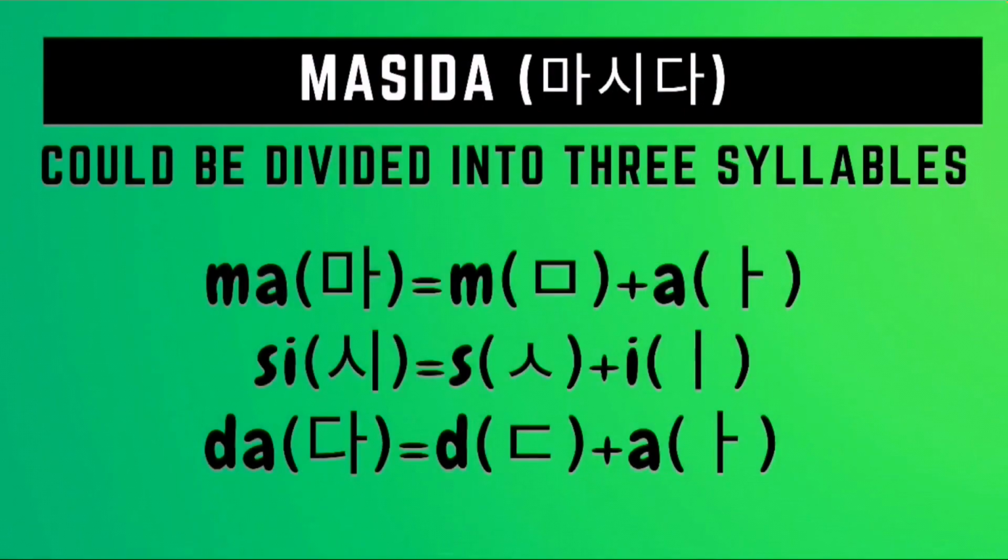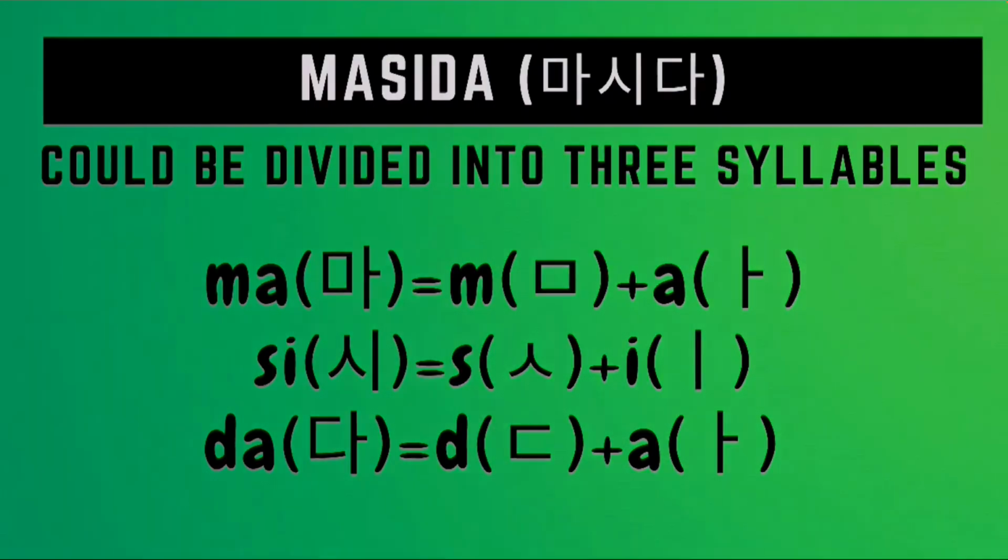How do we write MASIDA in Hangul? It is composed of 3 syllables. For the first syllable ma, we need to draw a miyam character followed by an a character. For the second syllable shi, we need to draw a siyot character followed by an e character. And for the last syllable da, we need to draw a dikit character followed by an a character.